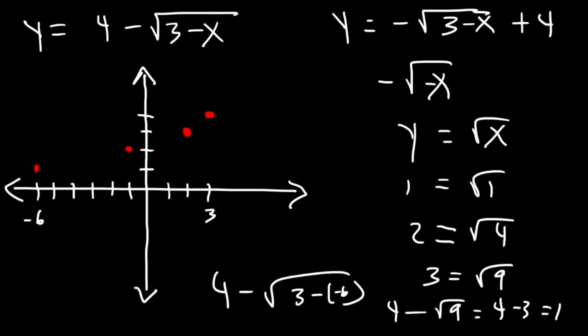And so now we can plot it. Let me see if I can do that a little better. It should be something like that. My graph is not perfect, but you get the point. It has this general shape to it. And that's how you can graph that particular function.